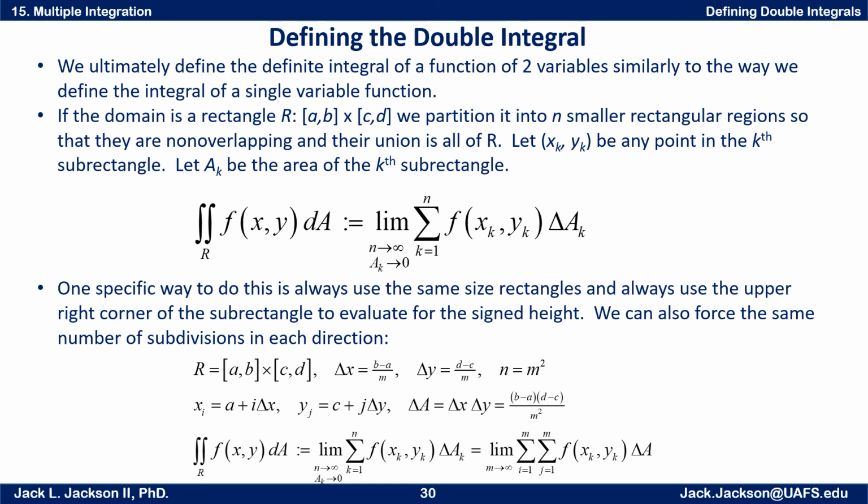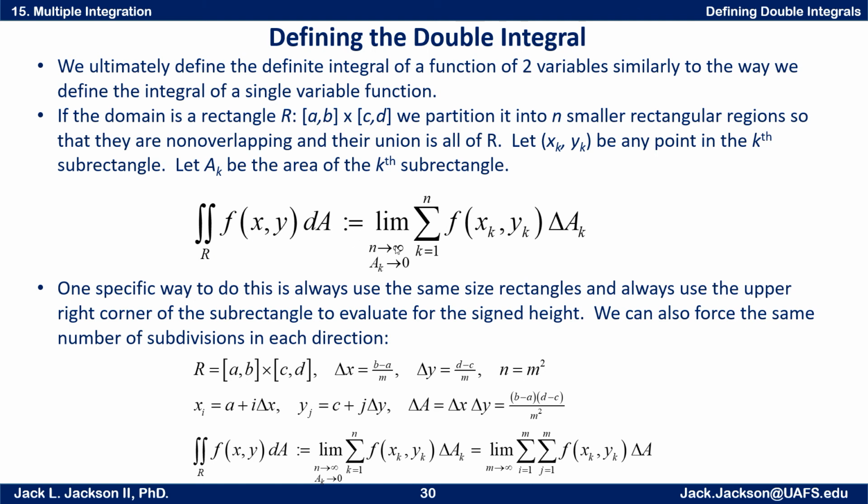So ultimately, we can define the definite integral of a function of two variables similar to the way we define the definite integral of a function of a single variable. So if the domain is a rectangle, say from A to B on X and C to D on Y, we partition it into n smaller rectangle regions so that they are non-overlapping and the union is all of R. Let x sub k, y sub k be any point in the kth subrectangle. Let delta A sub k be the area of that kth rectangle. And then we define the double integral over that region of the function f(x,y) dA.